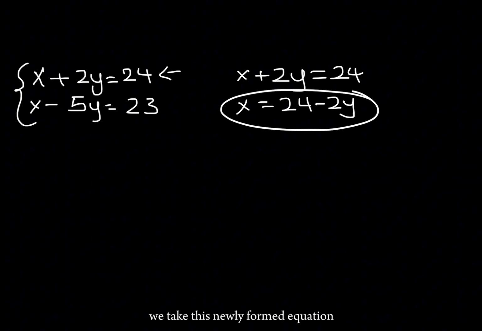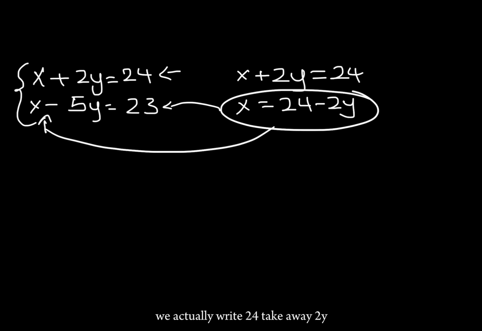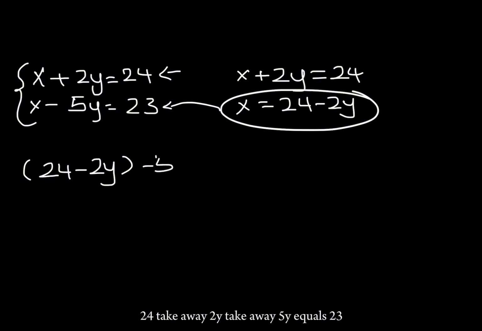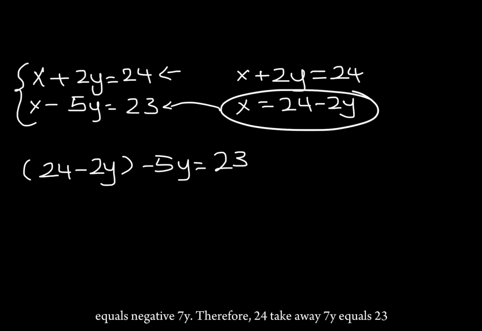We take this newly formed equation and we substitute it into the second equation. Therefore, here, instead of writing x, we actually write 24 take away 2y. Let's go ahead and do that. 24 take away 2y, take away 5y equals 23. We now combine like terms. Negative 2y plus negative 5y equals negative 7y. Therefore, 24 take away 7y equals 23.